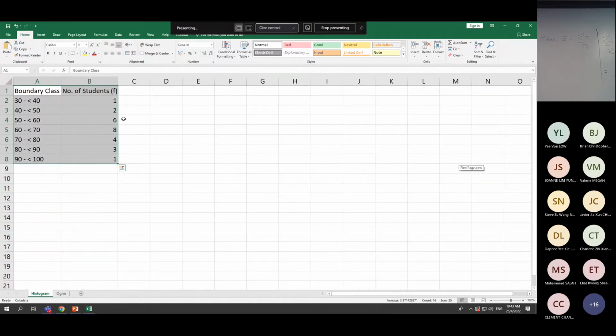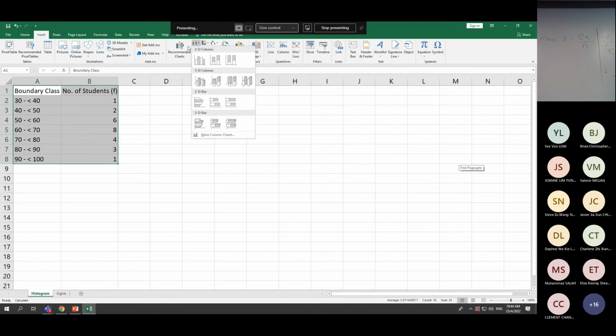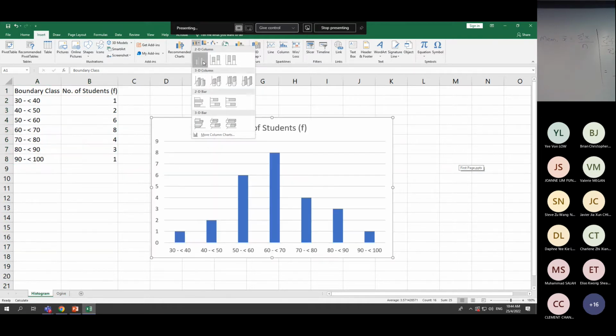Okay, assume that now you're asked to draw a histogram and then from the histogram identify or estimate the mode value. How? Let's say we have the class data and also the frequency column. You're asked to draw the histogram from this frequency table and then estimate the mode value. How to do so? At first we'll highlight these 2 columns, then go to insert. Then we choose the first icon, 2D column.